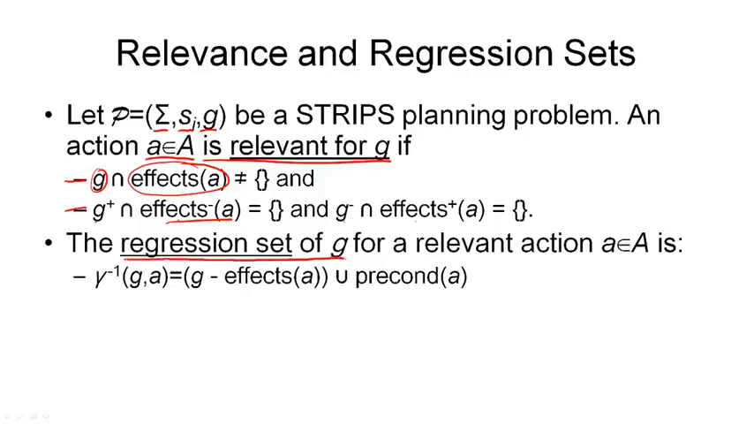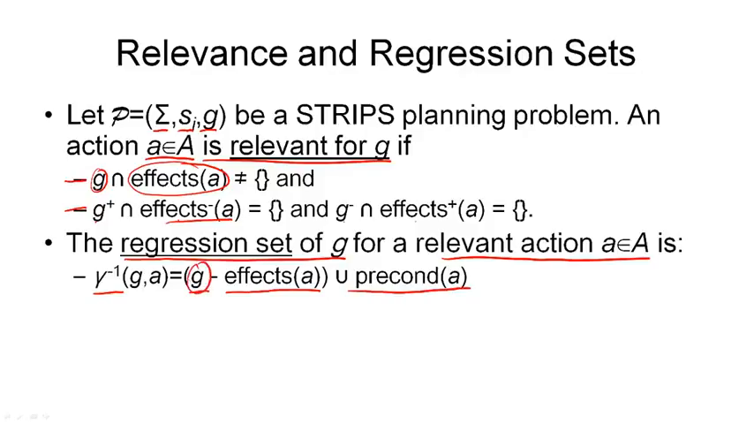Now we can define the regression set of a goal G for a relevant action A. And as you can see, this is meant to be the inverse of the state transition function gamma. And it is computed as follows. We start off with the original goal, which is a set of ground literals, and we remove all the effects of the action from that goal, and then we add all the preconditions of the action to the goal.